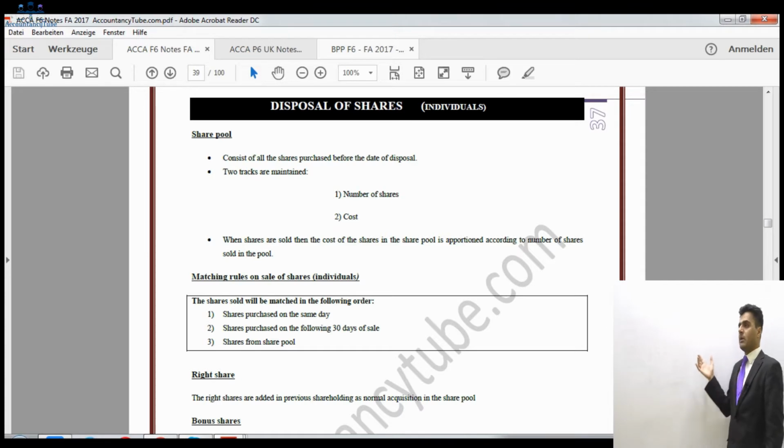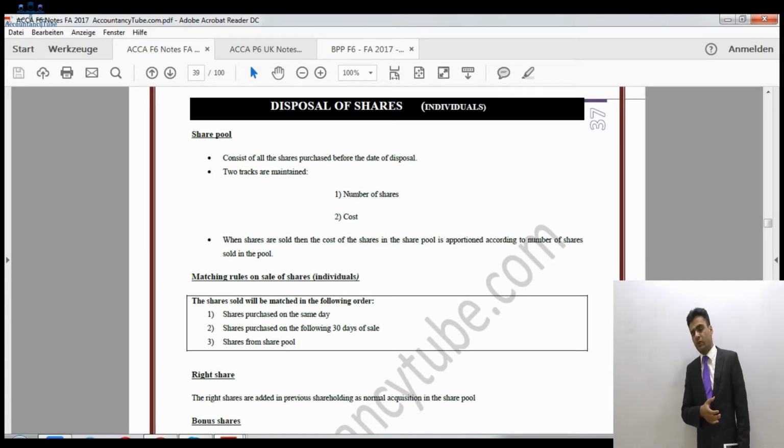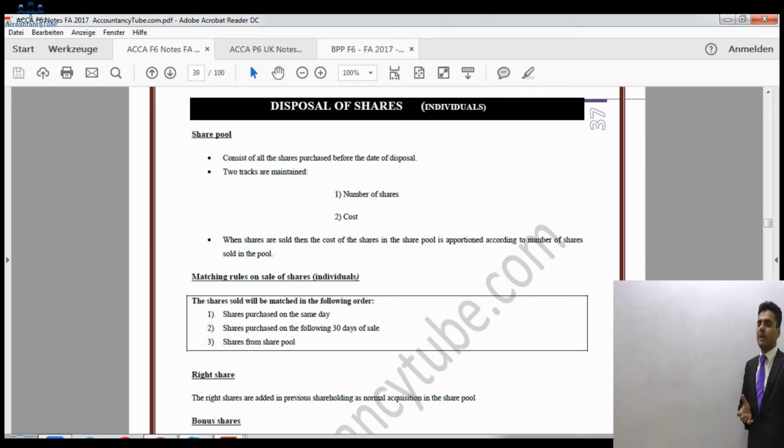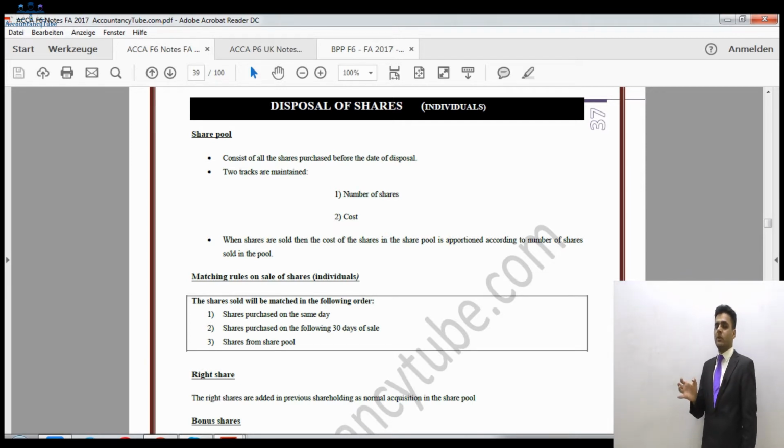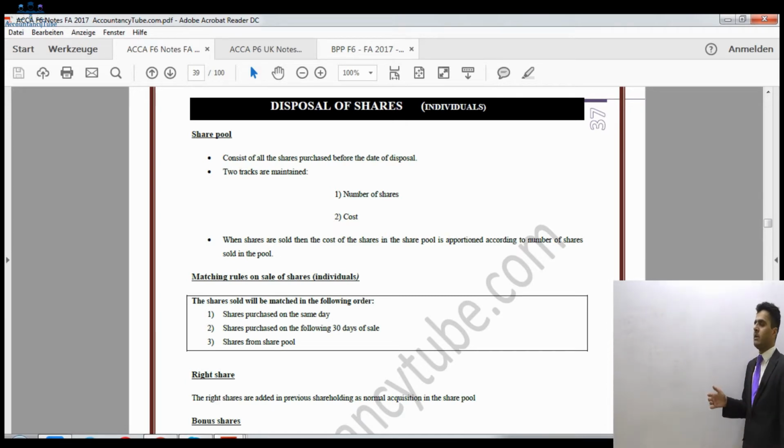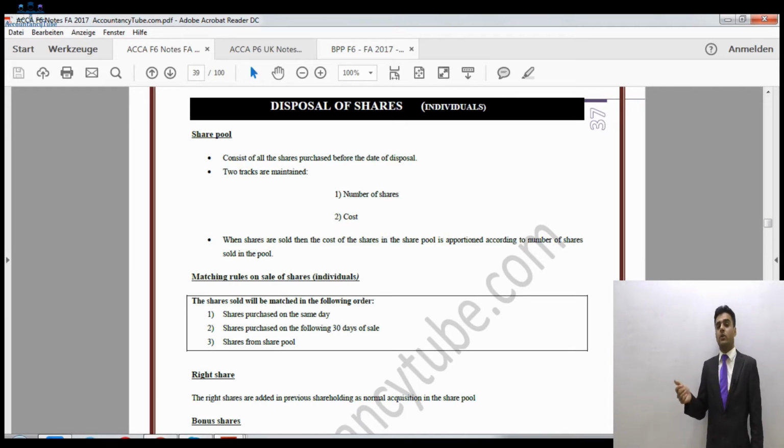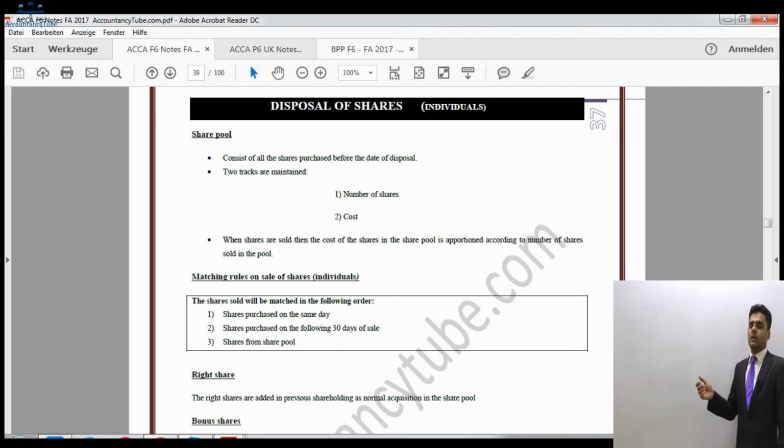Now after some time, companies do issue bonus shares as well. I hope you know that bonus shares do not involve any cost; they are given for free. So if the company says that I will give you 2 shares for every 3 shares you already hold, then we will add the number of shares, but in the cost we will add 0. Likewise for a rights issue, we will add the number of shares, but the cost will be less than market value, so we will take that cost in that case.